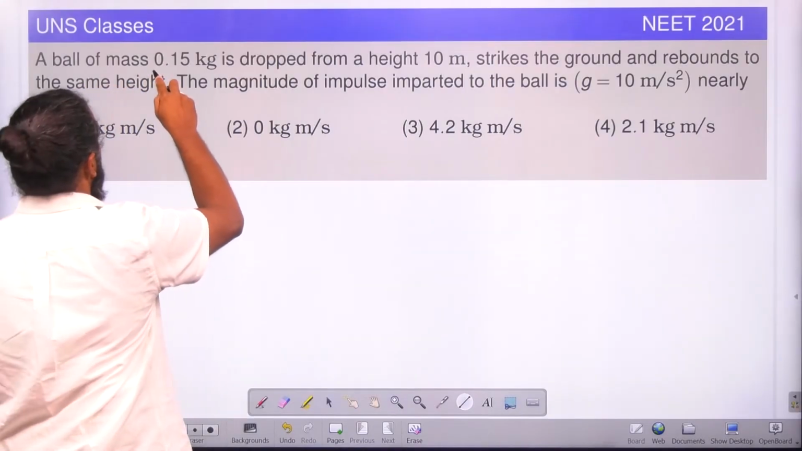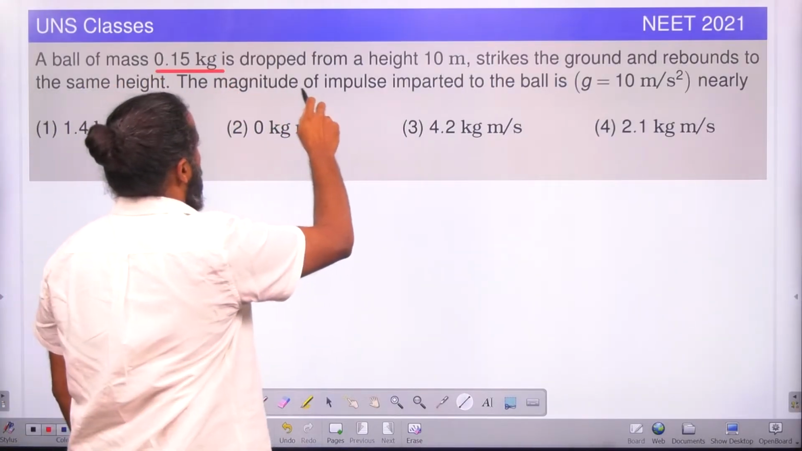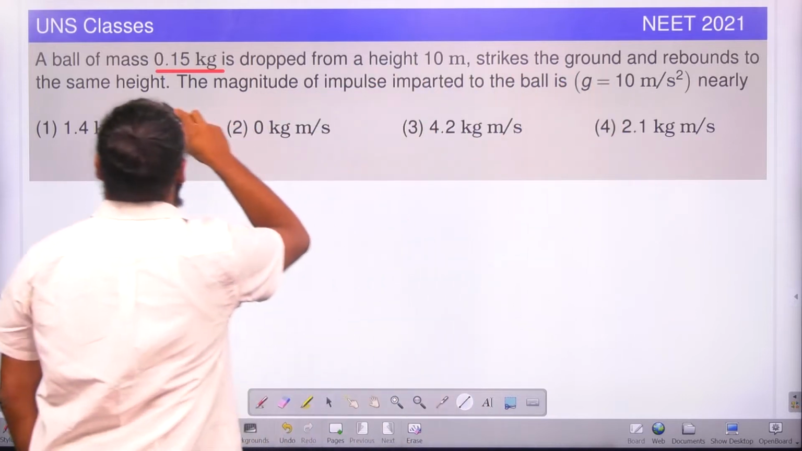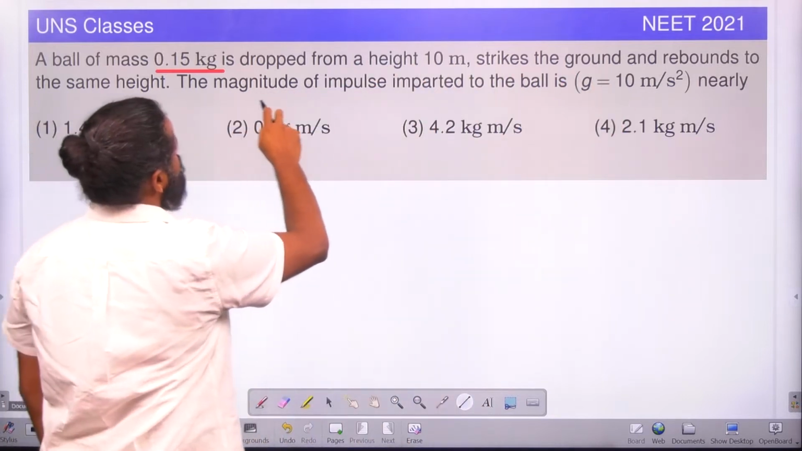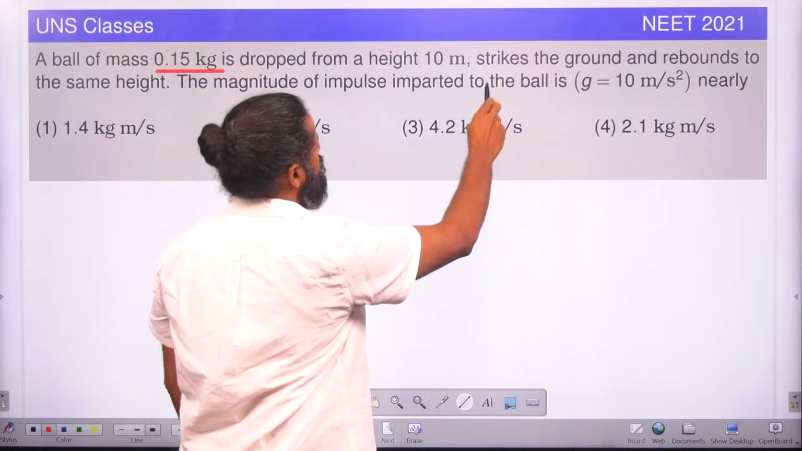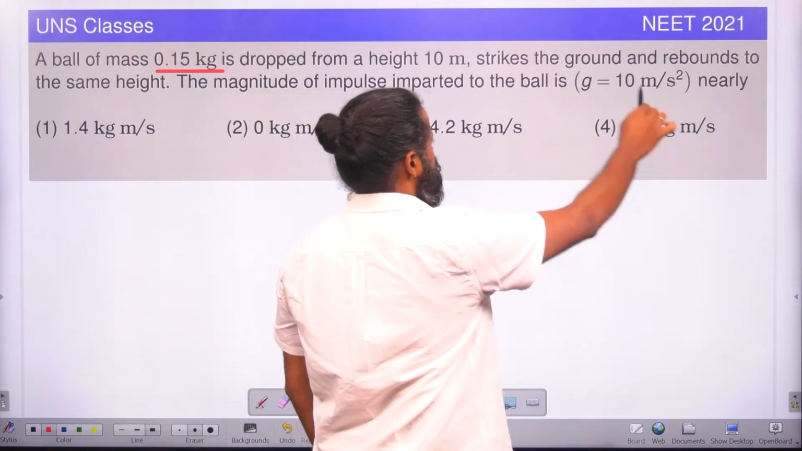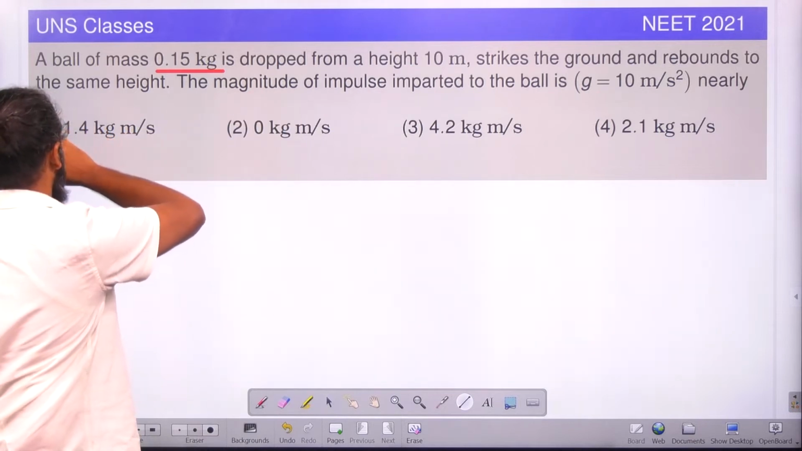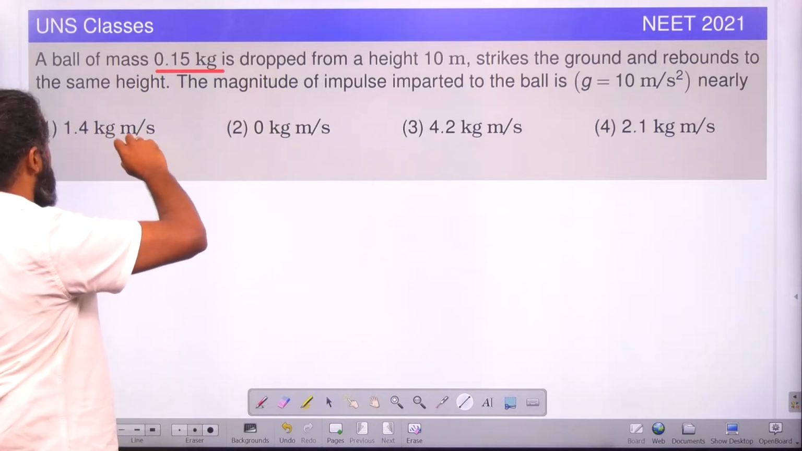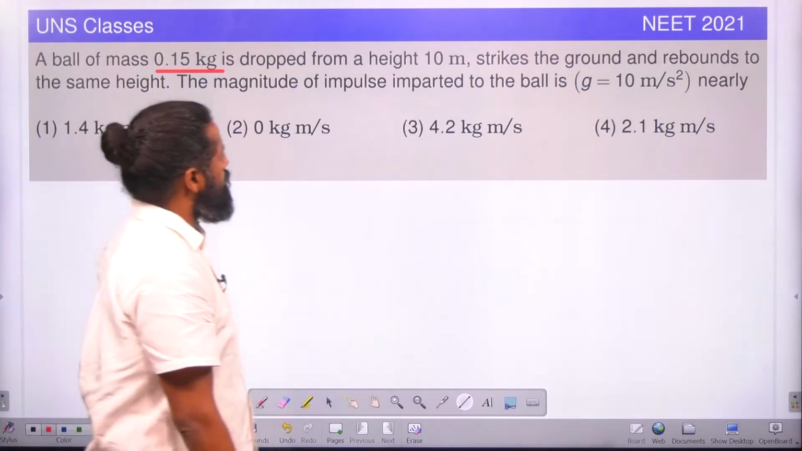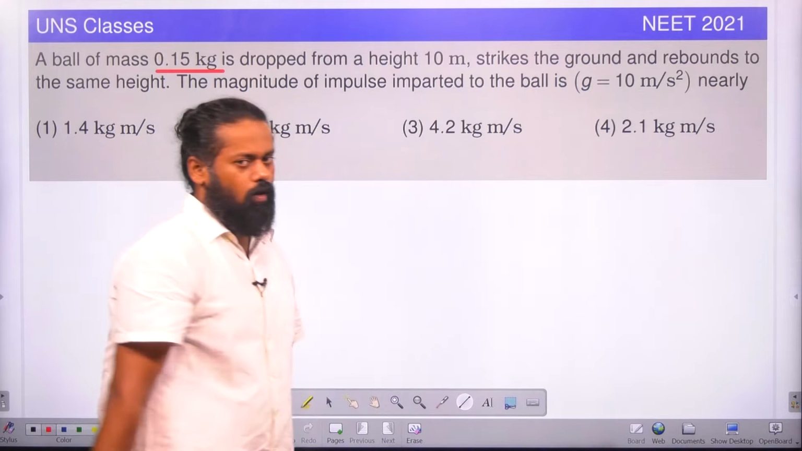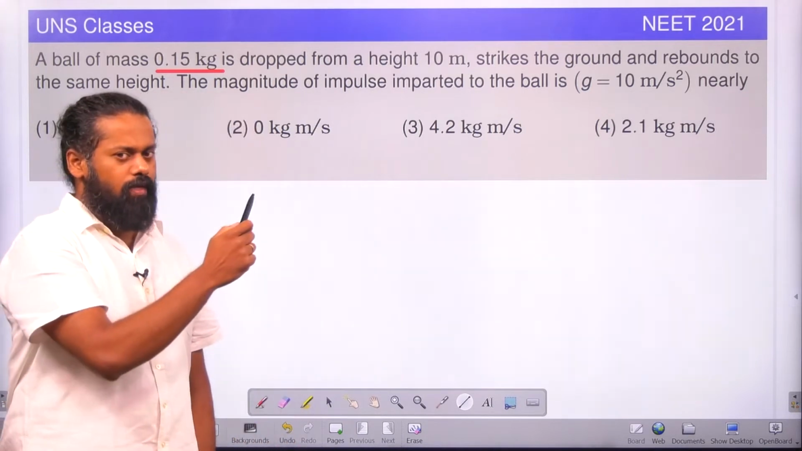A ball of mass 0.15 kilogram is dropped from a height of 10 meter, strikes the ground and rebounds to the same height. The magnitude of impulse imparted to the ball is nearly. g can be taken as 10 meter per second square. Options are given: 1.4 kilogram meter per second, 0 kilogram meter per second, 4.2 kilogram meter per second, 2.1 kilogram meter per second. This is a question from NEET 2021.